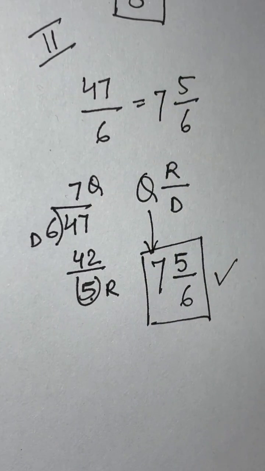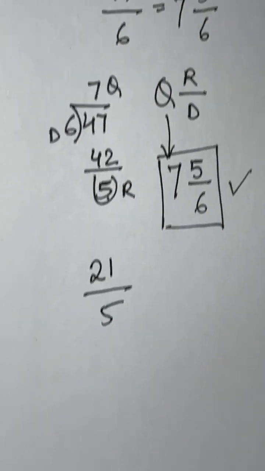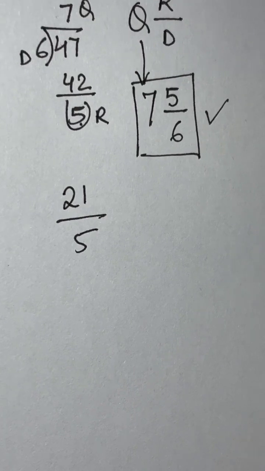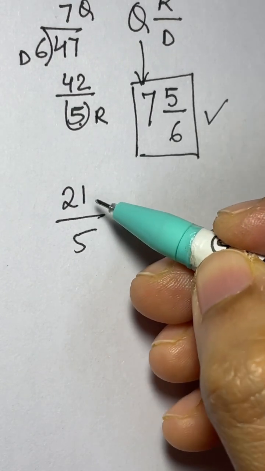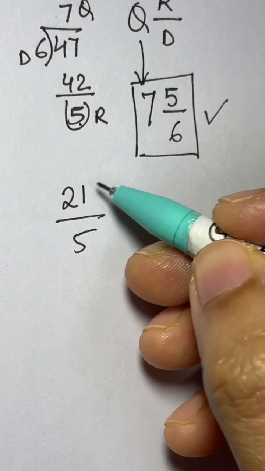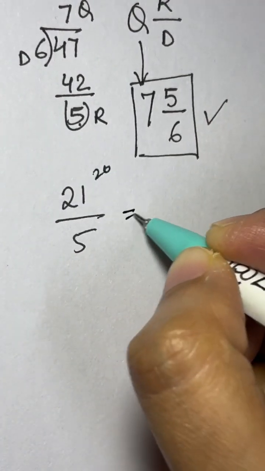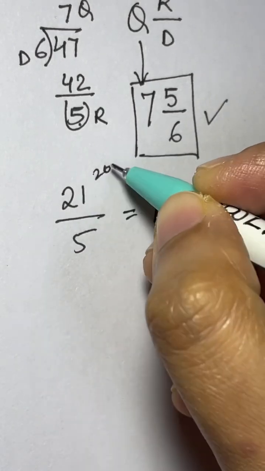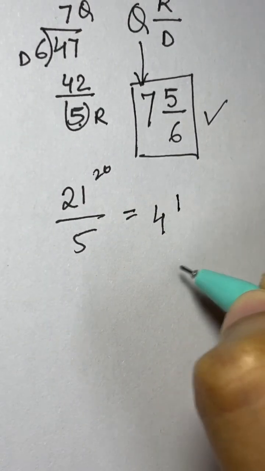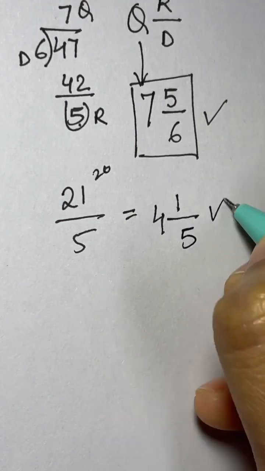Okay, one more way to do it. Suppose you have 21 over 5. If you have an improper fraction, there's no need to divide. What you can do is just do it mentally. How many 5s can you have in 21? You can have 4 fives. 5 times 4 gives you 20, so that means you have 4 wholes. And then what is the difference between them? 1. So your remainder is 1, over the denominator, which is the same, 5. That's how you can write it.